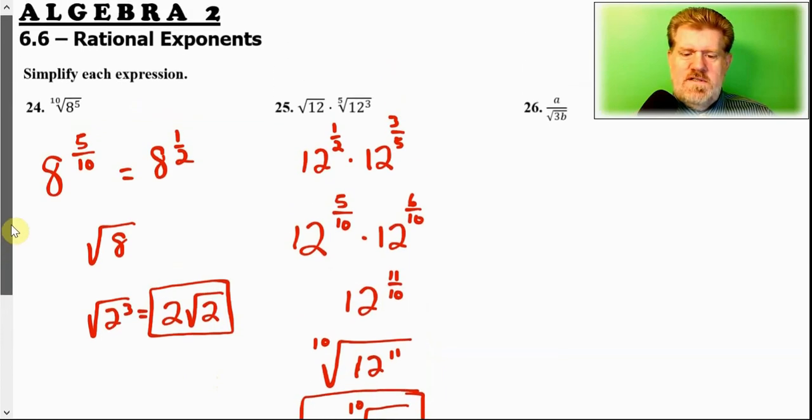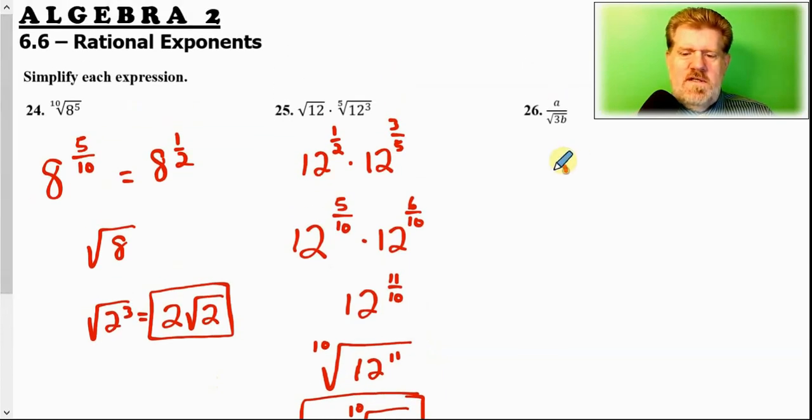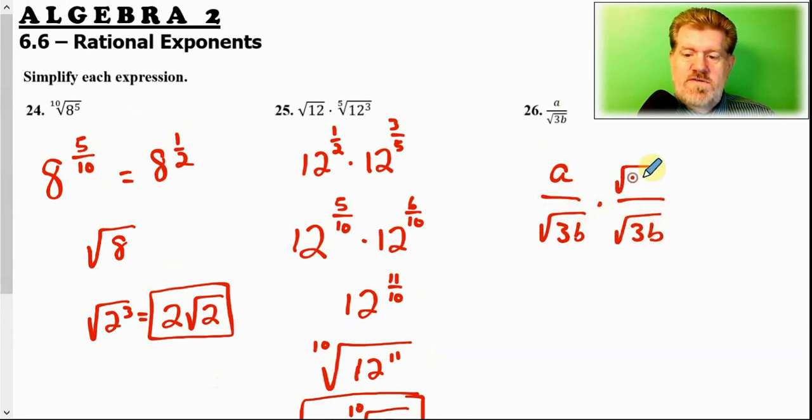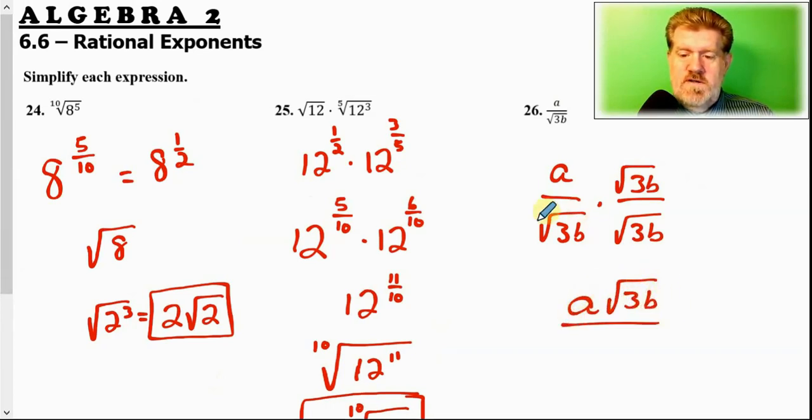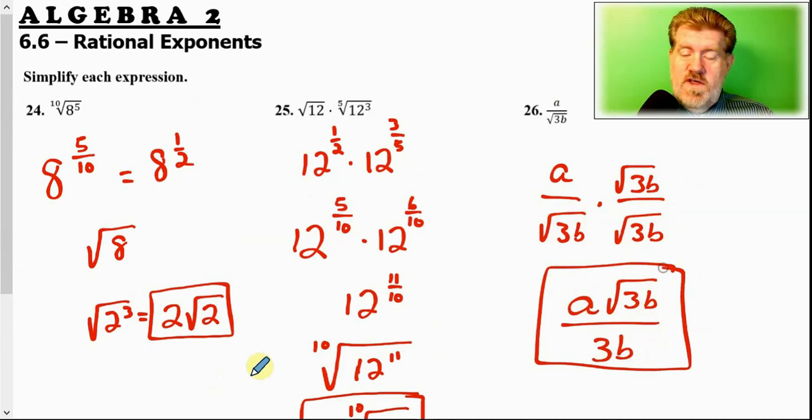All right. What's the problem with this one? It's got a radical in the denominator. We don't want a radical. Now, luckily, it's a square root. So we just multiply it by itself, and that gets rid of the square root. So the numerator is a times the square root of 3b. The denominator is the square root of 3b times the square root of 3b, which is 3b. No negative exponents in the denominator, no radicals in the denominator, so this is the answer.